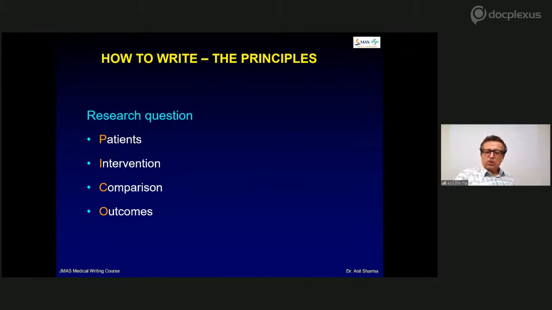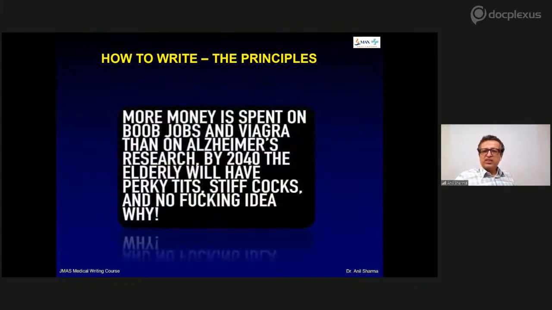Now, you don't want to be doing research that is not relevant. You don't want to be doing research that is not required. You don't want to be doing research that is futile, like what I just came across a few months ago. This sort of research helps nobody.